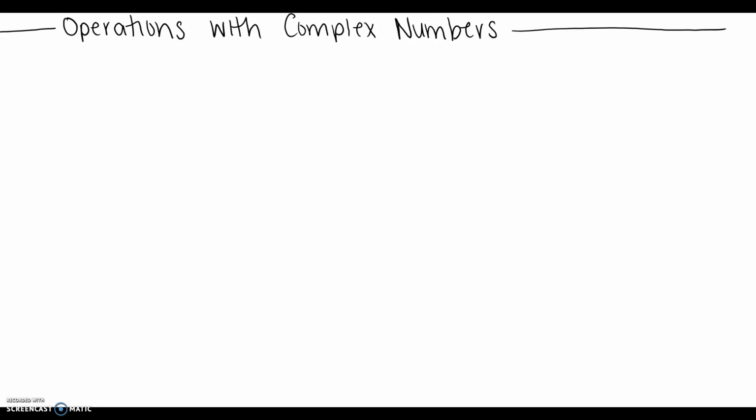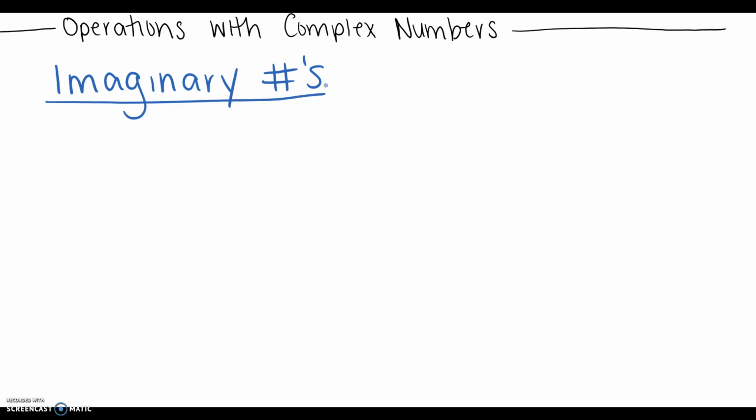Hey guys, so in this video I'm reviewing operations with complex numbers. Before we start talking about complex numbers, we need to recall two things: imaginary numbers and then complex. Starting with imaginary, imaginary numbers are always in the form bi. So it could just be i, or it could be something times i.